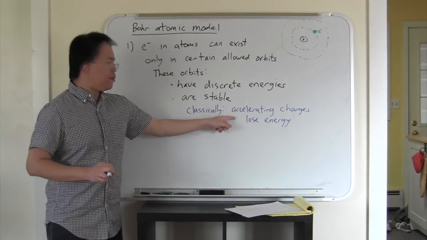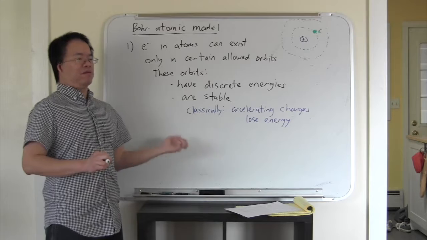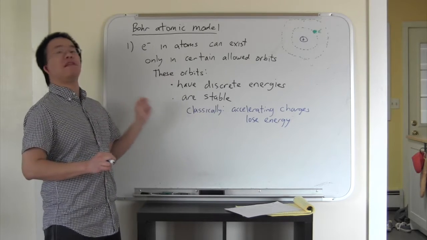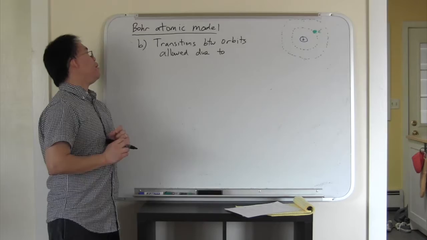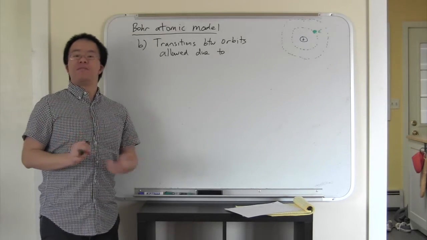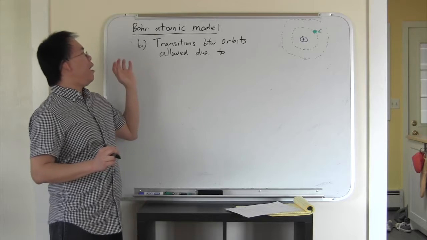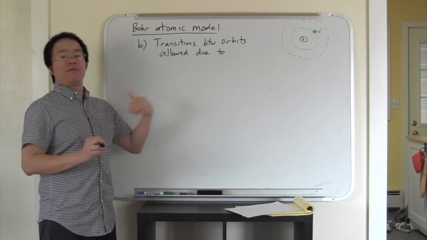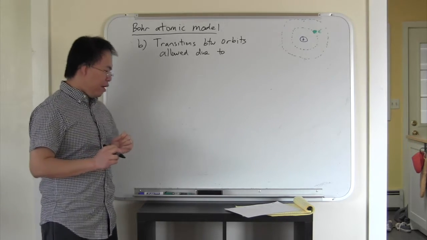So this is the problem classically, that a charge moving around in an orbit would lose energy, but Bohr postulates that that doesn't happen, and that these allowed orbits are stable. The second part of the Bohr model of the atom and how it explains spectra is some postulates about how you can have transitions for an electron between different allowed orbits. So there are a couple of ways.